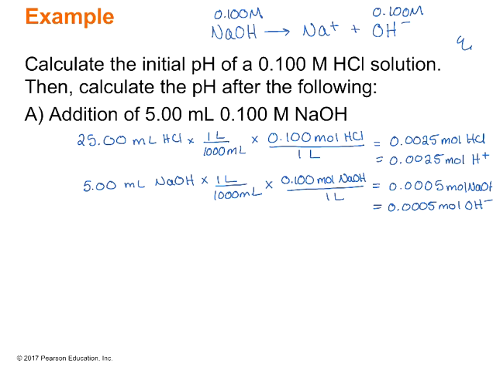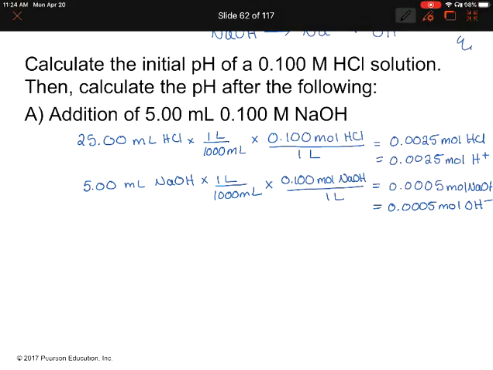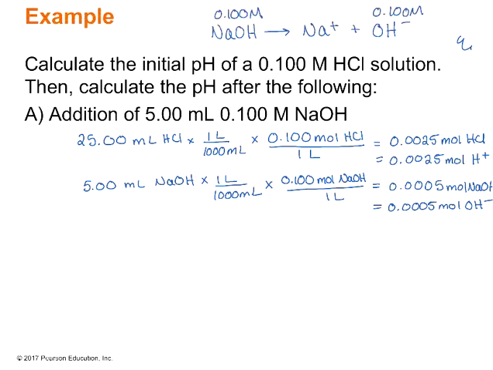All right, now we're going to make a table and we're going to show the changes in moles for each as they react. So I'm going to start by writing out again that reaction between hydrogen ions and hydroxide ions. And then before the addition of any hydroxide ions, we said that we had 0.0025 moles of hydrogen ions. And then we don't have any hydroxide ions. And we're not going to worry about water here because remember it's a pure liquid. So we don't include it in our consideration of concentration changes or pH.